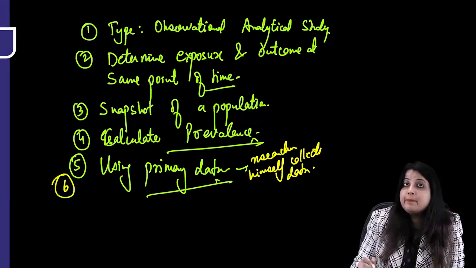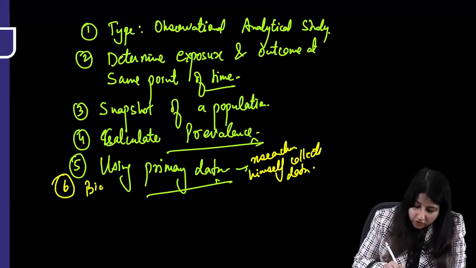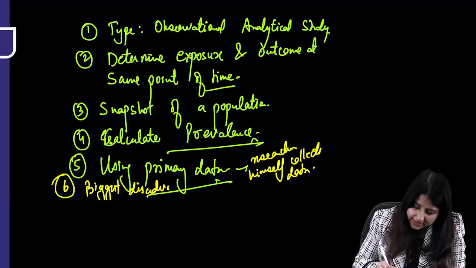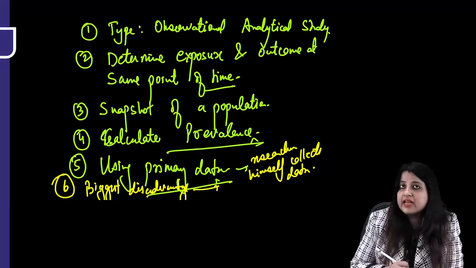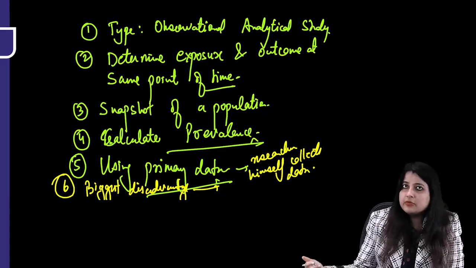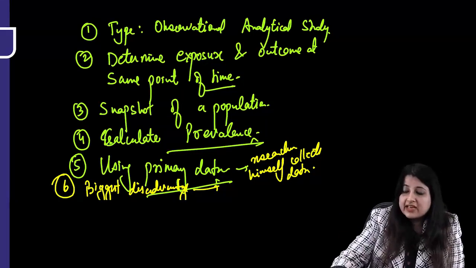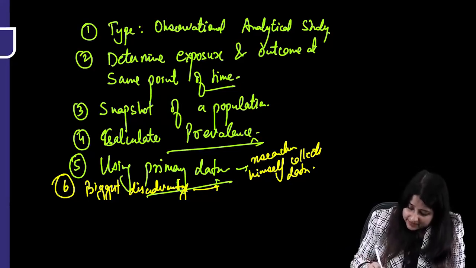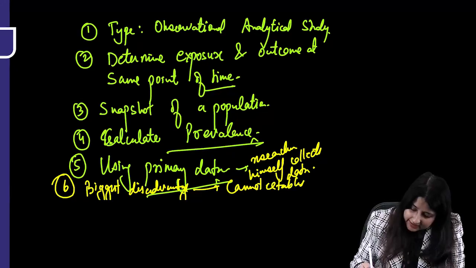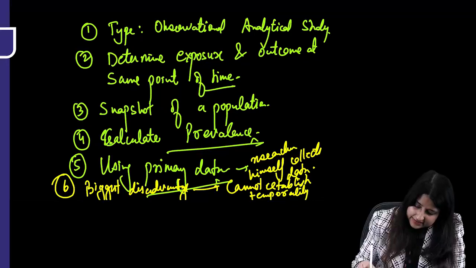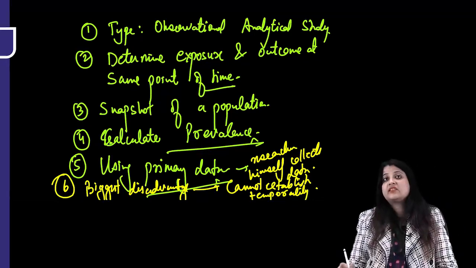And last point, the biggest disadvantage of cross-sectional: we are doing it at the same point of time, so we are not moving forward, we are not moving backward. Like I ask you, how many of you drink? How many of you suffer from CVD? You say, I drink, I suffer from CVD. Can I say that drinking has led to CVD in you? No, because I have not followed you up. So the biggest disadvantage is it cannot establish what is known as temporality.